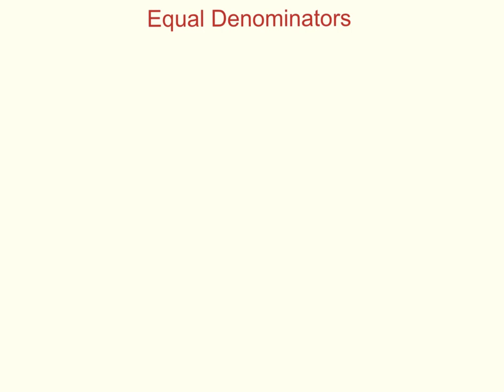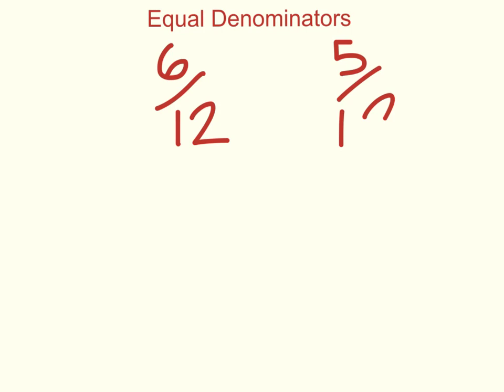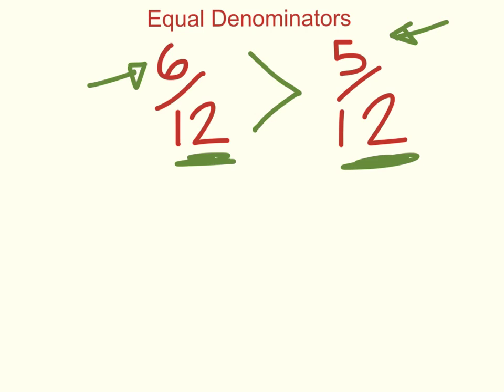Here's another example. Let's compare 6/12 and 5/12. Well, again, thinking about pizza, we both have 12 slices in our pizza, but this person eats 6 out of the 12 and this person eats 5 out of the 12. Who ate more? The 6 out of 12. So that fraction's bigger. So remember, when the denominators are the same, the fraction with the bigger numerator is larger.